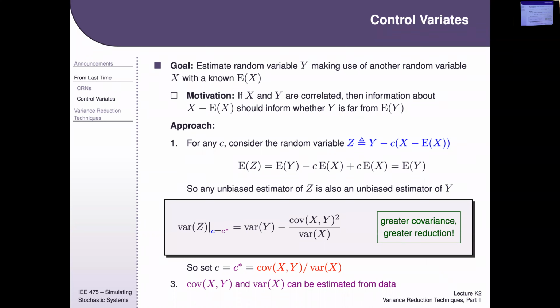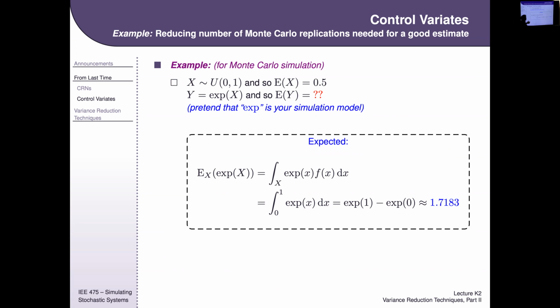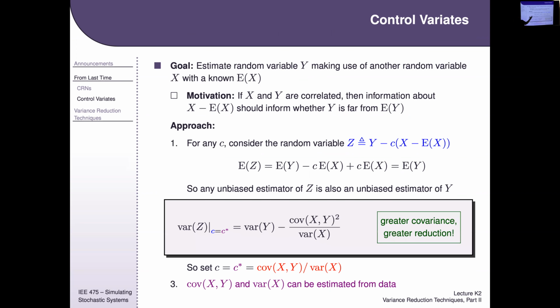So this is just me saying the same thing I mentioned before: the more that these two things vary together, the more this will work. The less they do, the less it'll work, but there's never a penalty in doing it. And in fact, you might have heard about this. This is called control variates.